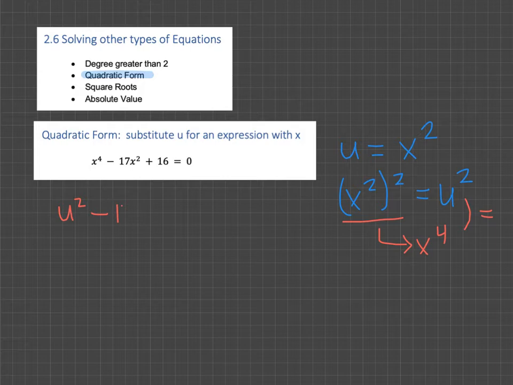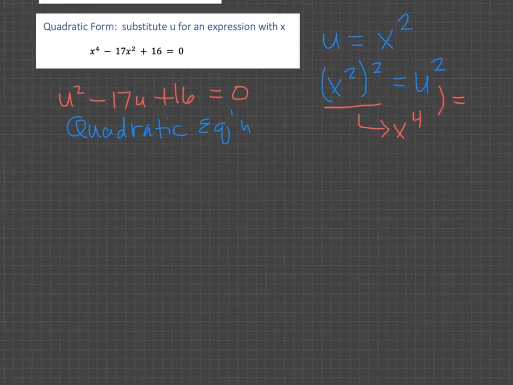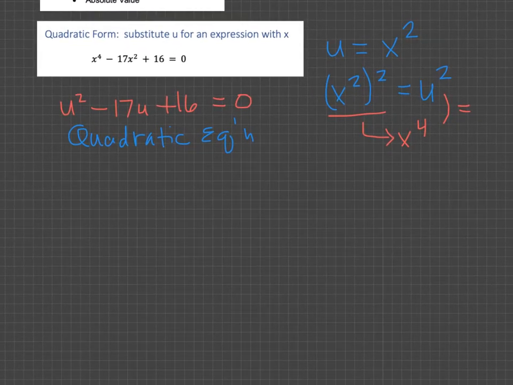And so then we have minus 17, and then instead of x squared, we write a u, and then plus 16 equals 0. Now, this is in quadratic form. This is a quadratic equation, right? We've got the variable with the highest degree of 2, and then we have another term with degree 1, and then we have a constant term. So we can use the methods that we used in section 2.5 to solve this quadratic equation. So that means we can factor, we can use the quadratic formula. This one is actually going to factor.